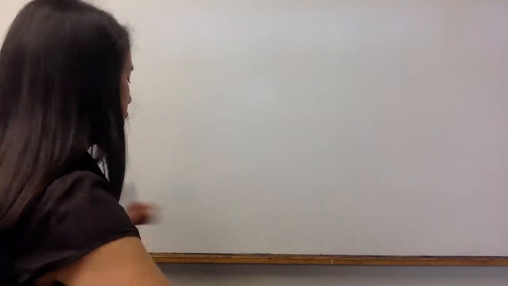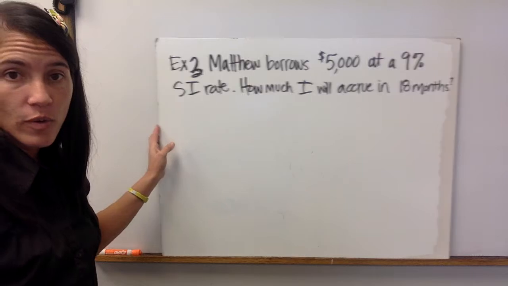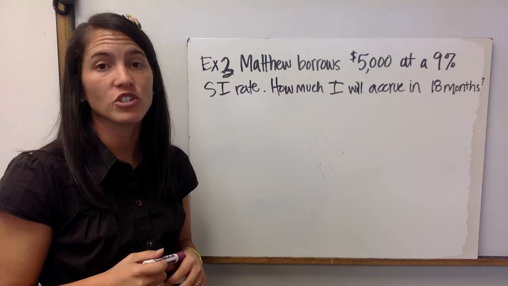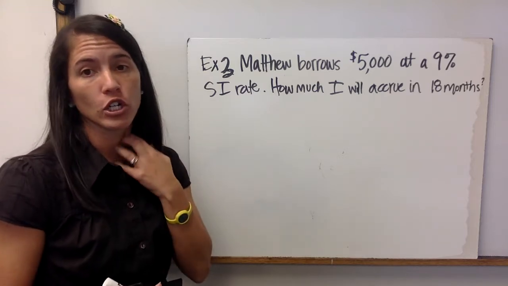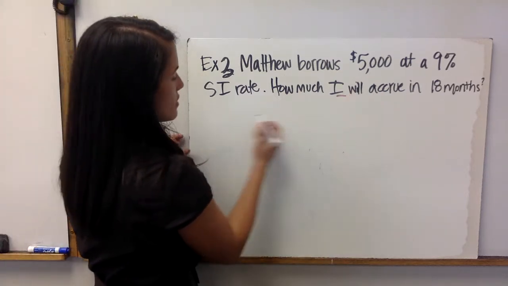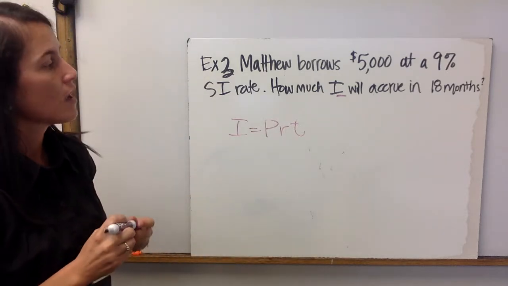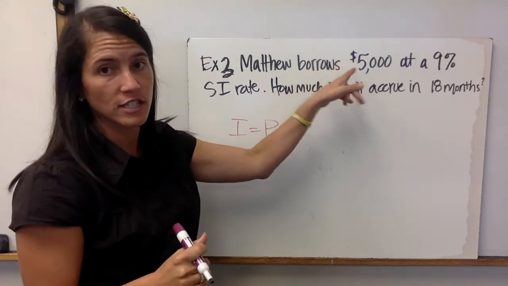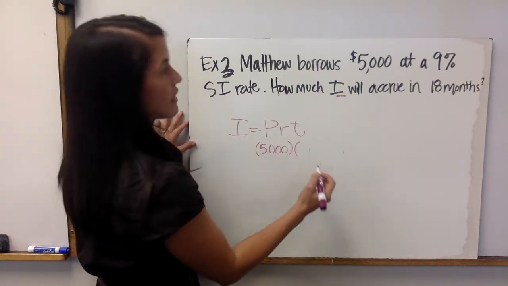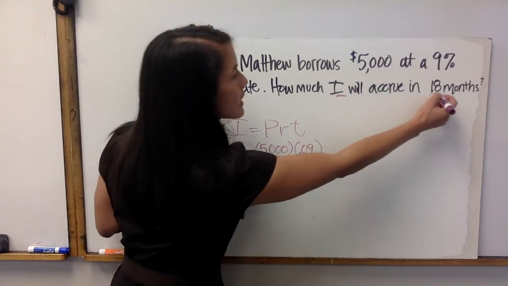All right, example 3. Matthew borrows $5,000 at 9% simple interest. How much interest will Matthew accrue in 18 months? So again, we're trying to find interest. I equals PRT. He borrows $5,000, so that's how much we're starting with. That's our principal amount. At an interest rate of 9% and for 18 months.